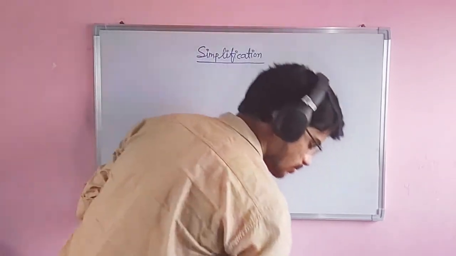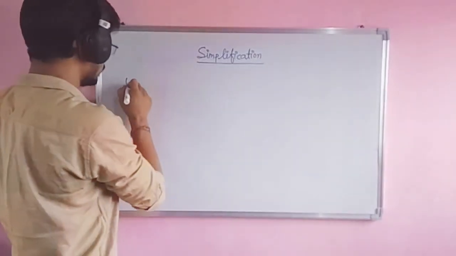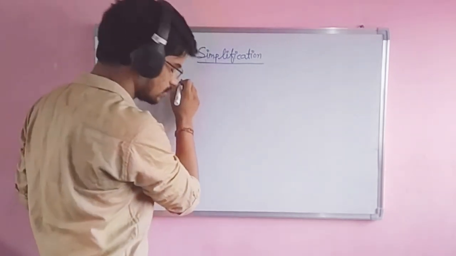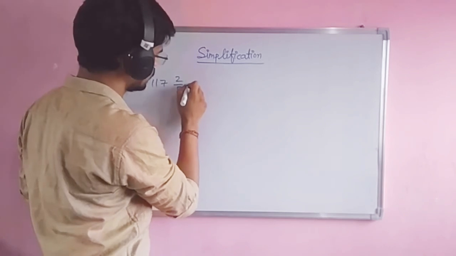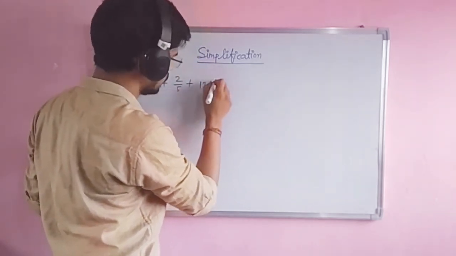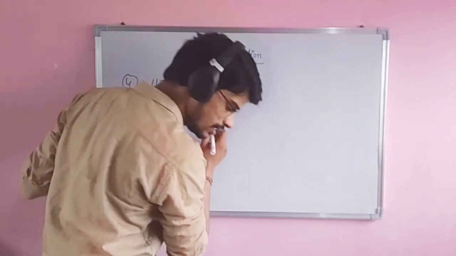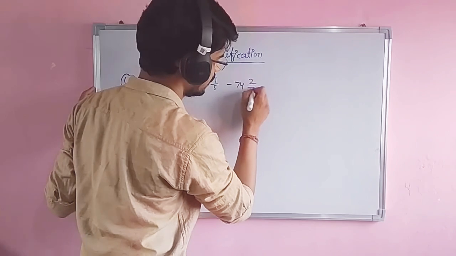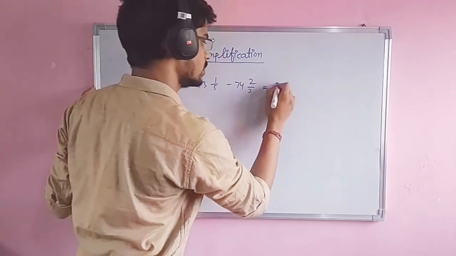After that, move to the next category. Question number 4: 117 to denominator 5 plus 13 1/5 minus 74 2/3 is how much?